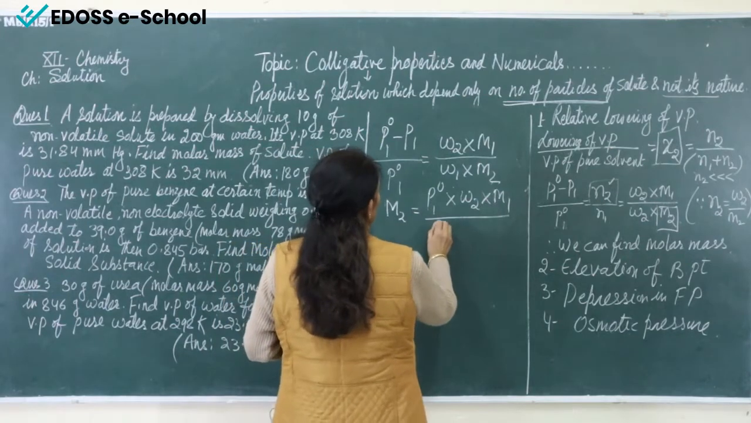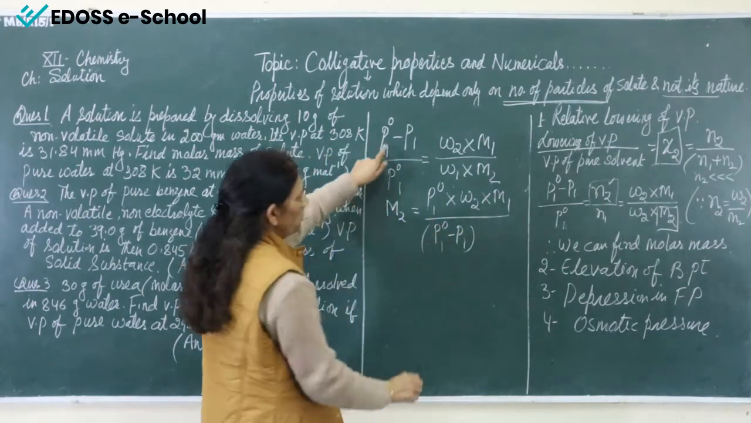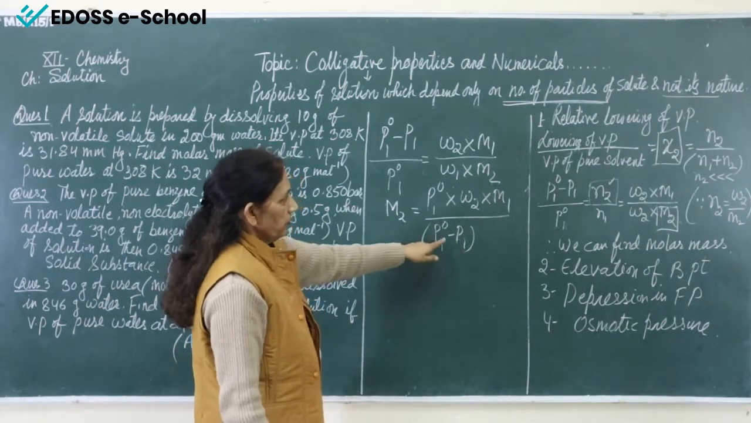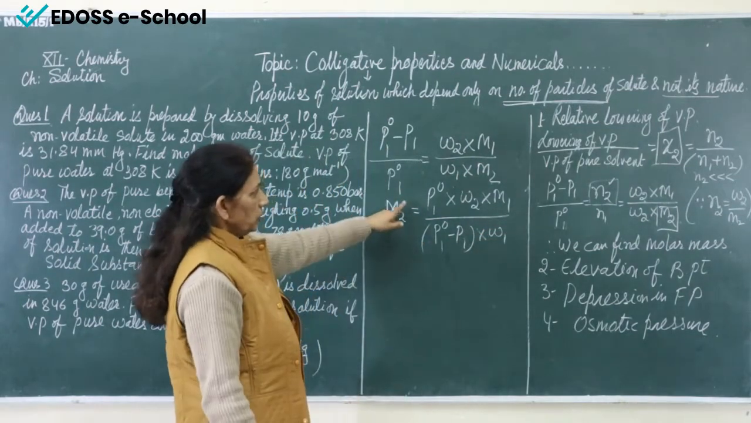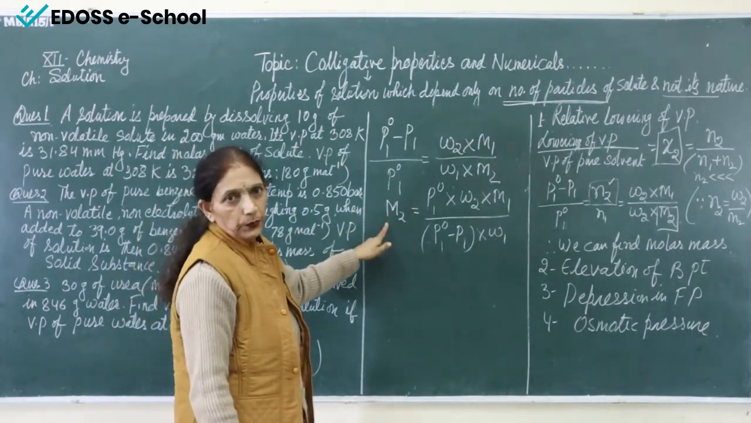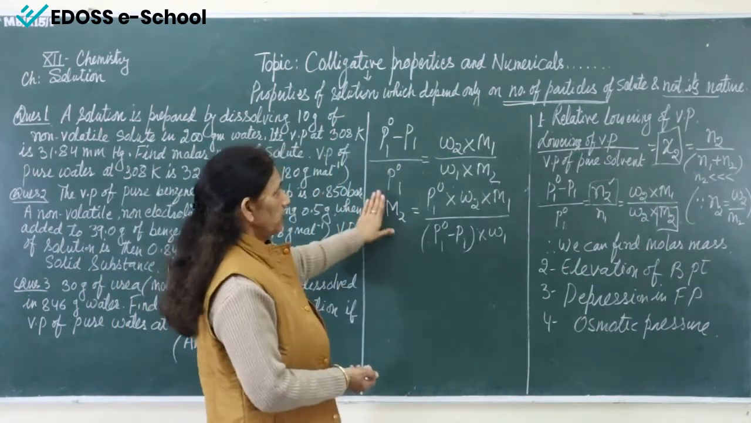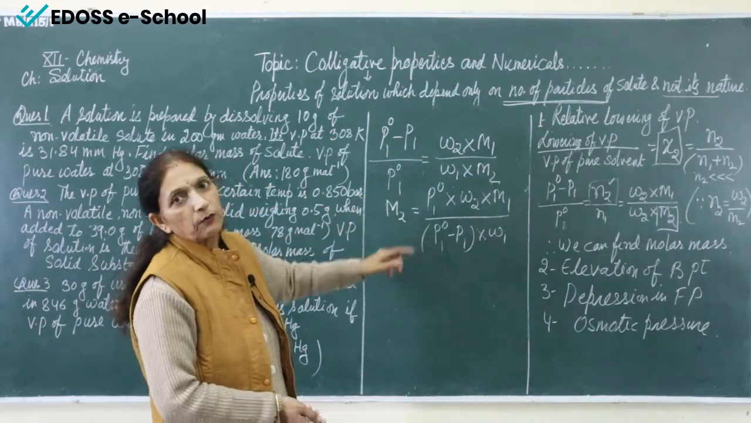This will be P1 naught minus P1. This is one value, remember it. You cannot take it separately. And multiplied by W1. So in this way we can find M2. Now coming to the numerical. So this is the formula. According to this formula we can find molar mass of solute.